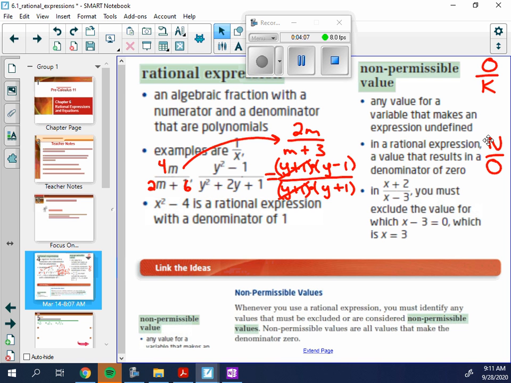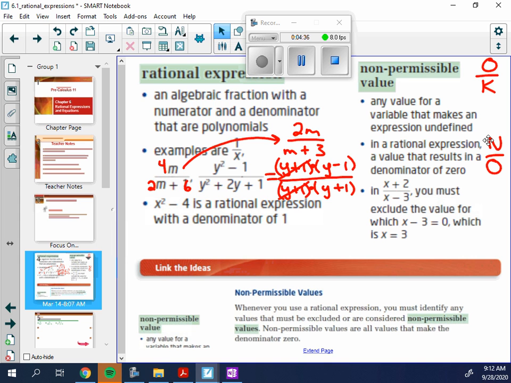So when you look at this guy right here, we have an x plus 2 getting divided by an x minus 3. You must exclude the value for which x minus 3 equals 0. So basically my denominator can't be equal to 0. Well, what would make that equal to 0 is if x was 3. So if this was an expression for some rule, you are allowed to put in any x value you want and you will get out an answer except for 3. You cannot put in x is equal to 3.